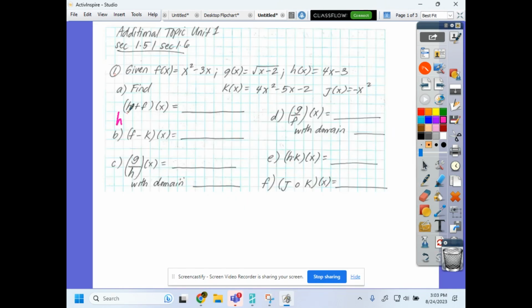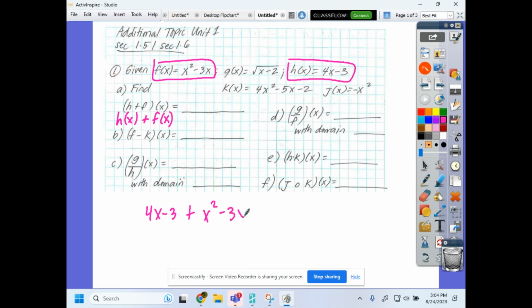Add h of x and f of x. You're going to find their sum. So this is my h, and this is my f here. We're going to add them, so h is 4x minus 3 plus f is x squared minus 3x. Combine the like terms here. The like terms are 4x and negative 3x. That will give us x squared plus 1x minus 3. And that's the answer.